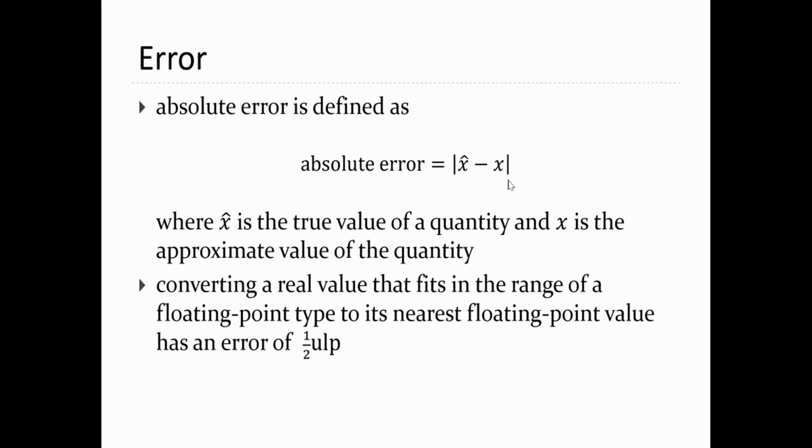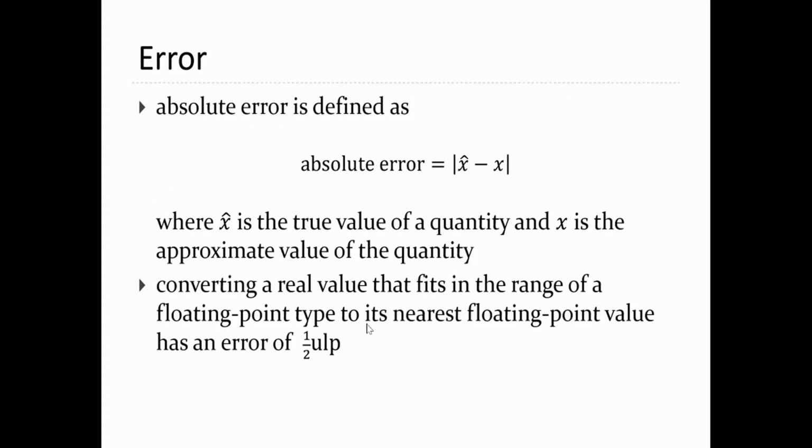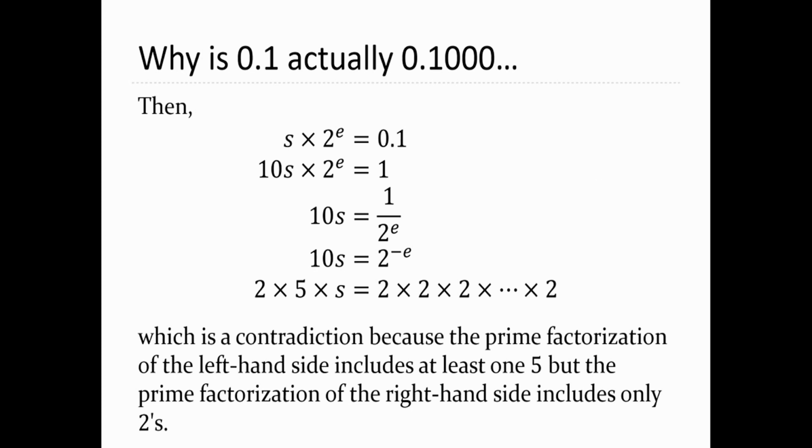If you use this little formula here and you go back to this table here, you can easily show that when I take some real number and try to make a floating point number out of it, the error in converting that real number to a floating point number is at most half an ULP. So 1/2 an ULP. And again, it's pretty easy if you just go back to the table.